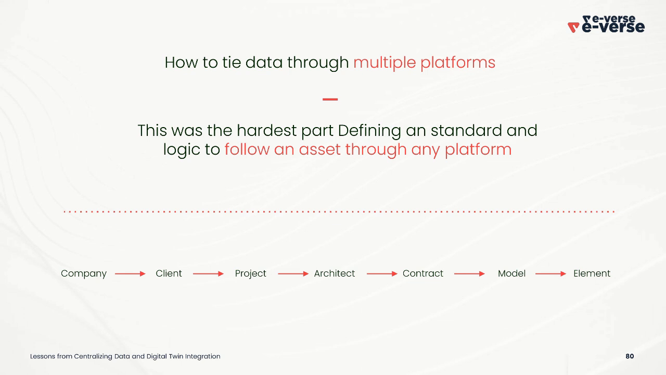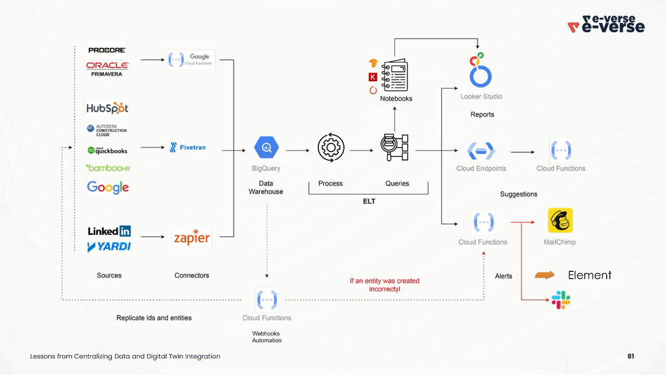And then this was the hardest part: how to tie data through multiple platforms. This was defining the logic on how we're going to go from company to client to project to architect to contract to model to element, and how we are going to automate that data gets replicated between all of them.